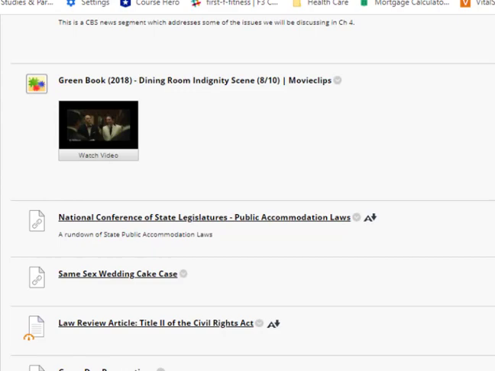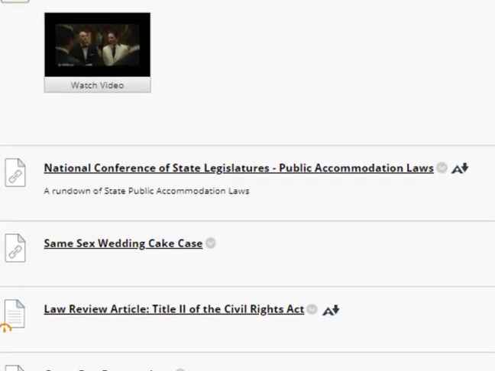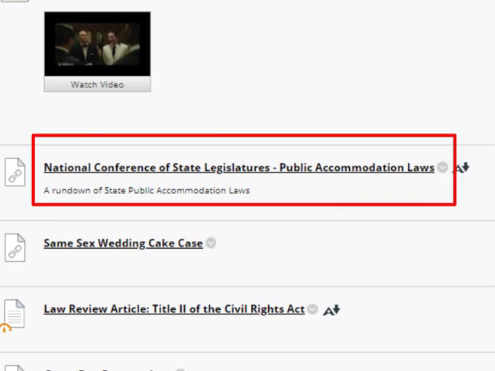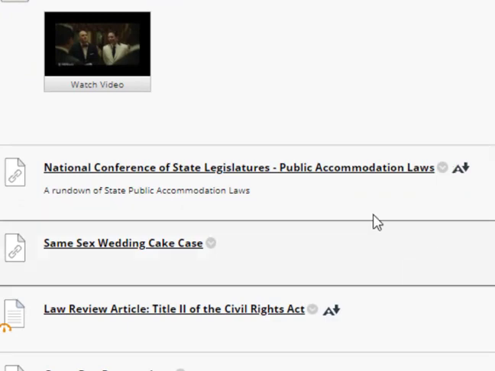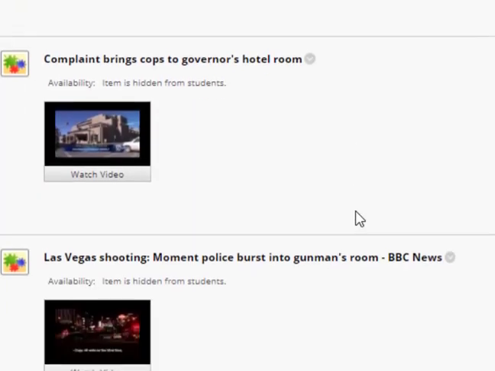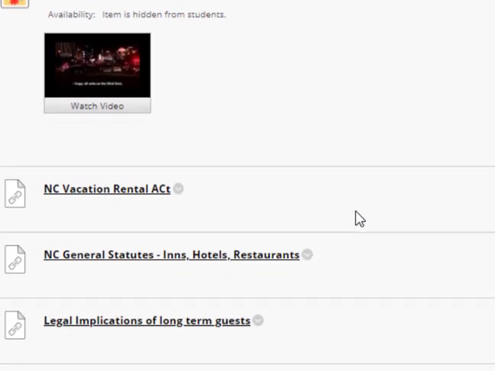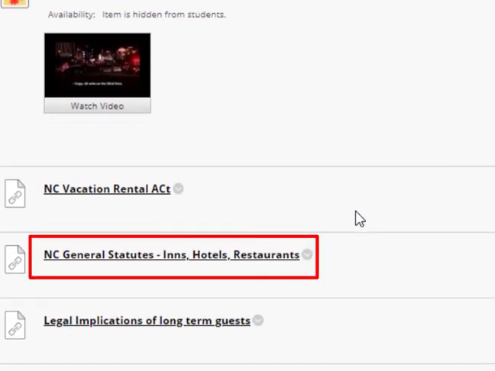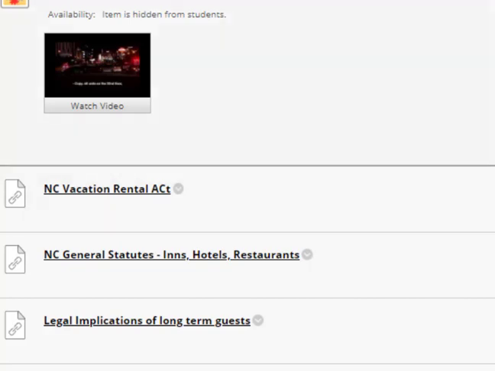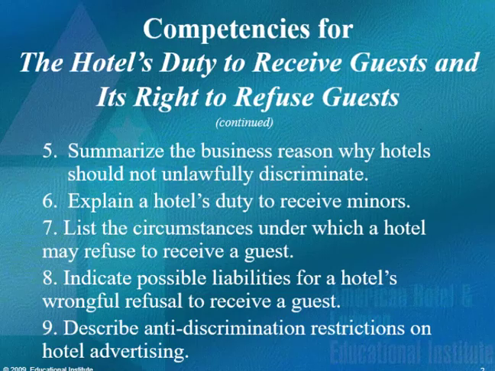I have provided you with two resources in your additional materials to aid you in your research. First, a link to the National Conference of State Legislatures, Public Accommodation Laws, and second, a PDF of the North Carolina statutes governing inns, hotels, and restaurants. I caution you that while these may be helpful, neither is exhaustive.